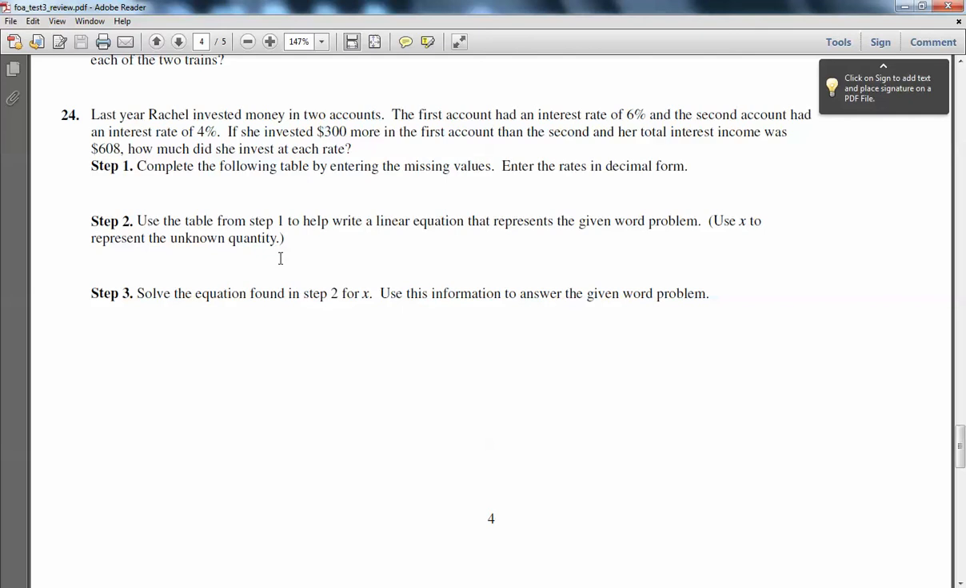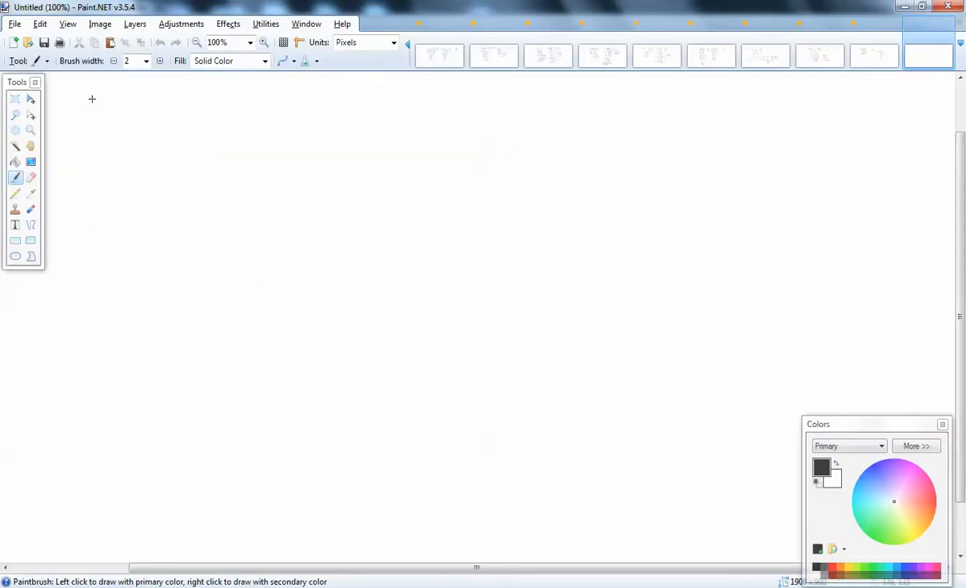Okay, last year Rachel invested money in 2 accounts. First account had an interest rate of 6%. Second account had an interest rate of 4%. If she invested 300 more in the first account than her second, and her total interest was 608, how much did she invest at each rate? Okay. First account. So 24.